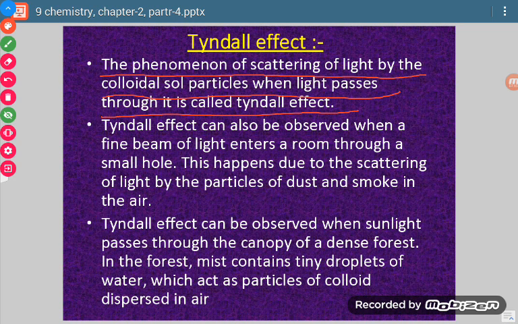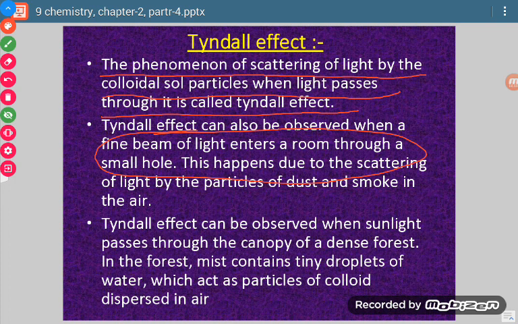Okay, now Tyndall effect can also be observed when a fine beam of light enters a room through a small hole. Sometimes you might have seen that if there is a room in which in the roof there is a small hole and sunlight is coming from that hole, then we can see the dust particles in that particular line from where that light is moving, and we can clearly see the path of light. So that is known as Tyndall effect. This is a very simple example where we can observe the Tyndall effect.